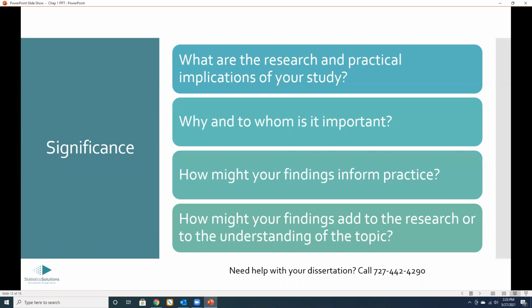And the other part is, how does it inform practice? Same thing, but for practitioners, right? If you're doing an education study, what might your study mean for teachers? What might it mean for administrators? What does it mean at that kind of nuts and bolts level for people in the area doing the work?